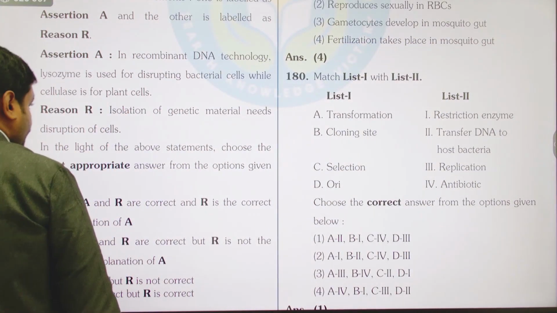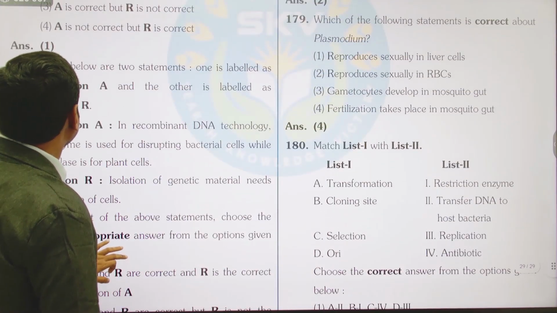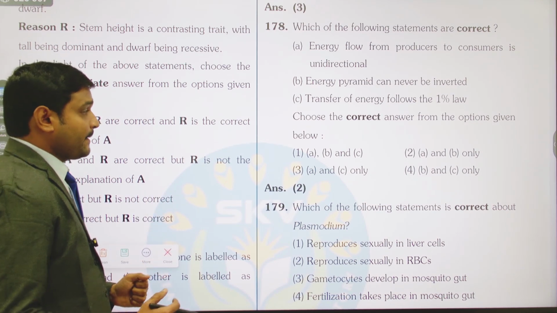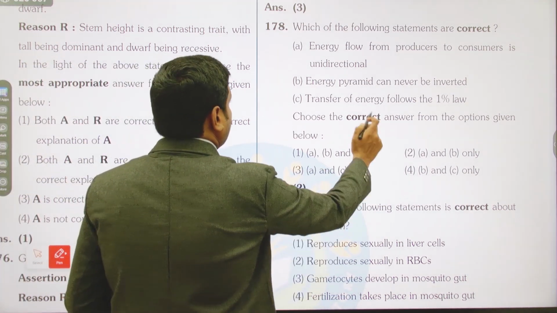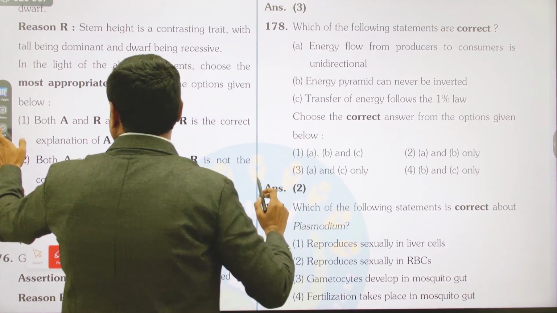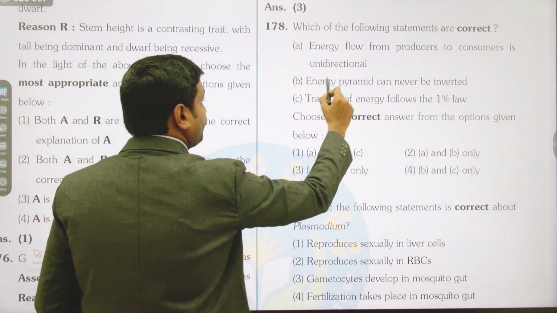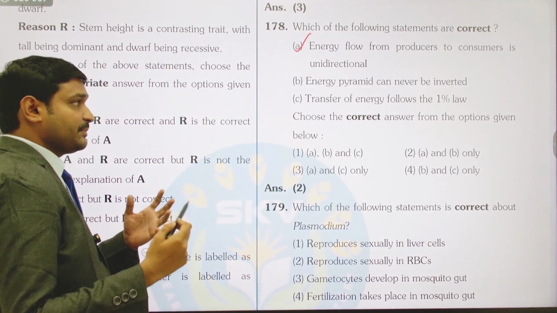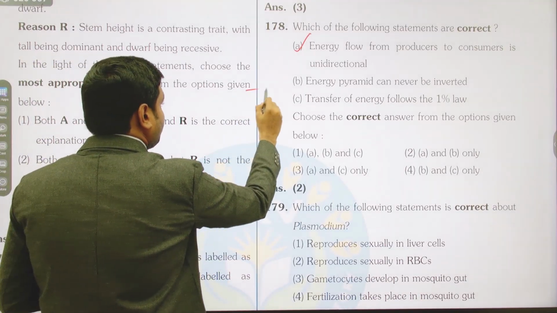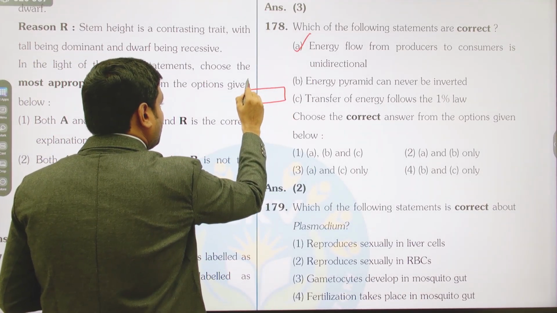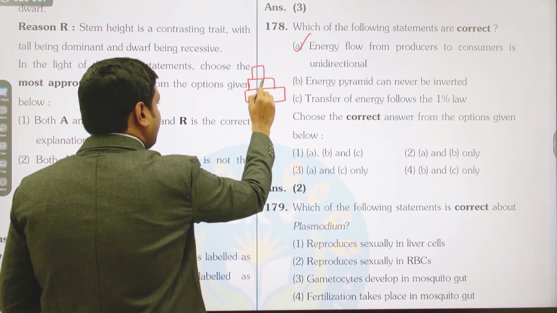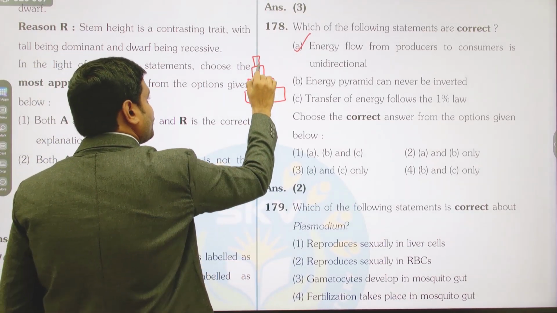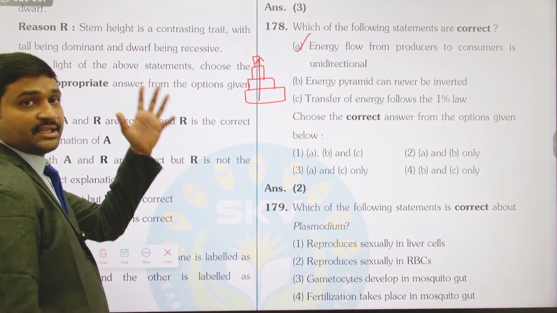Next, which of the following statements are correct? Here it is about energy flow. Statement A: energy flow from producers to consumers is unidirectional. Yes, absolutely correct. If you see any kind of ideal pyramid, energy flow from producers to consumers is unidirectional.